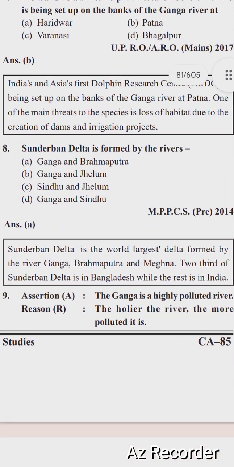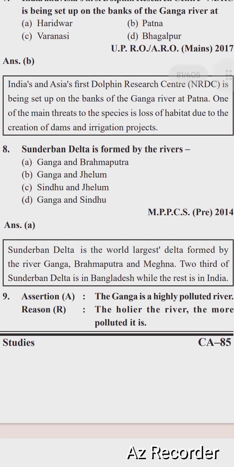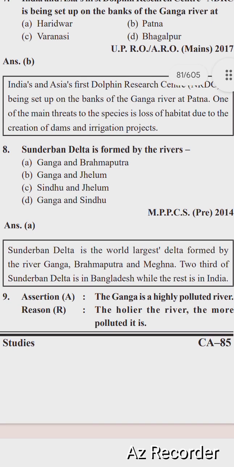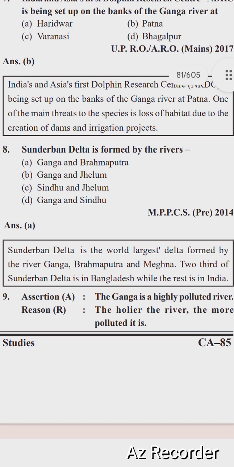Next, Sundarban Delta is formed by which rivers? Options are: A Ganga and Brahmaputra, B Ganga and Jamuna, C Sindhu and Jhelum, and D Ganga and Sindhu. The right option is option number A, Ganga and Brahmaputra. Sundarban Delta is the world's largest delta, formed by the rivers Ganga, Brahmaputra, and Meghna. Two-thirds of the Sundarban Delta is in Bangladesh, while the rest is in India.